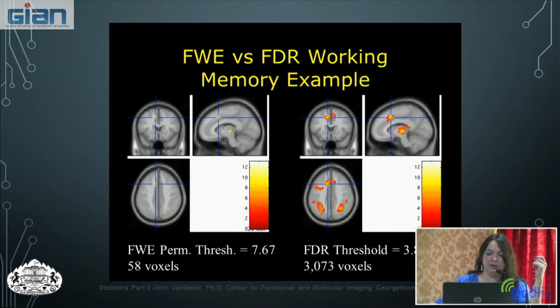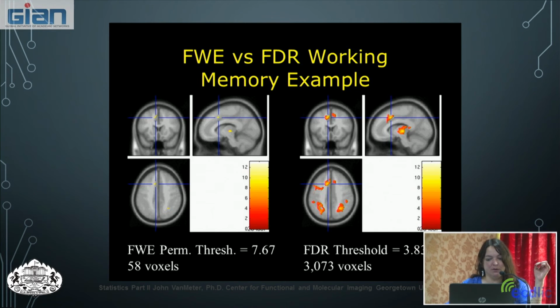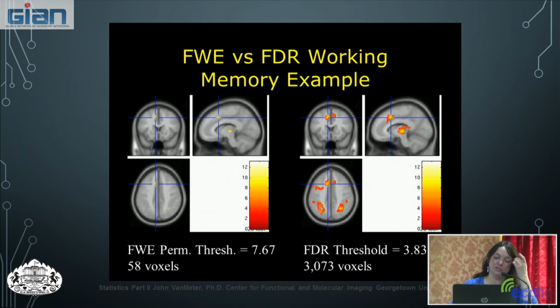Okay, so here is family-wise error versus false discovery rate for working memory. And okay, so on our family-wise error, if we use this limitation, we see that we get this high t threshold of 7.67. We have very little activation there. We see that only 58 voxels now are active in this whole brain experiment, out of those 131,000.